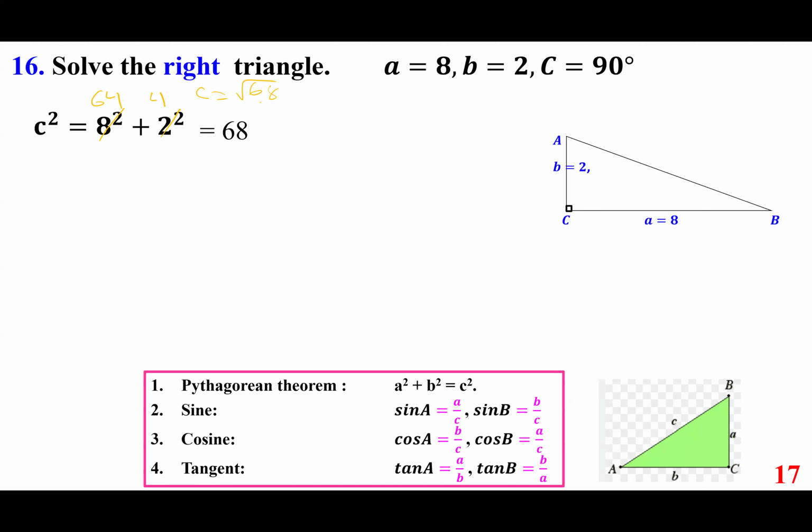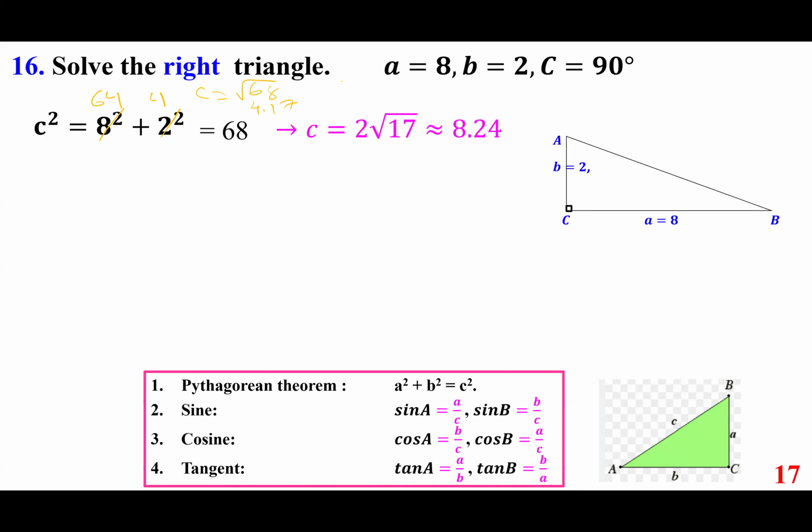The square root of 68, which is 4 times 17, the 4 comes out as 2. And the precise answer is 2 square root of 70, roughly 8.20. So we have all sides. What about the angles? Let's pick up one of the angles.